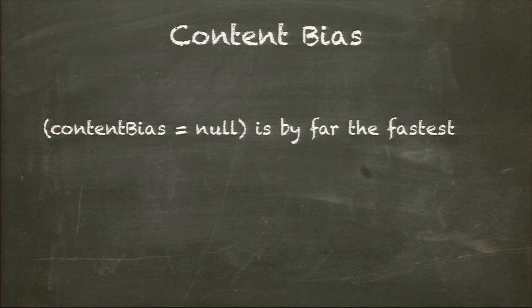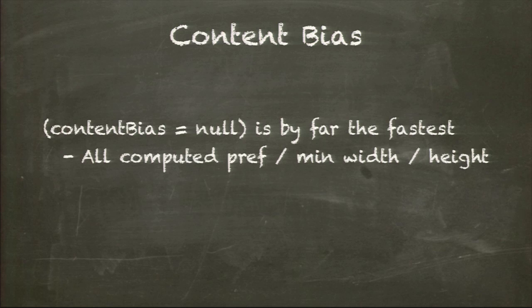Now content bias null is by far the fastest because when we compute a preferred width and a preferred height, if we know that your width is independent from your height, then we'll just cache that value that you give us and just save it. So that the next time the layout code is asking it or the next time somebody else is asking it, we already know the answer and we can return it without having to compute a new pref width or compute a new pref height. So, if you're truly independent in both axes, then that's what you want to do.